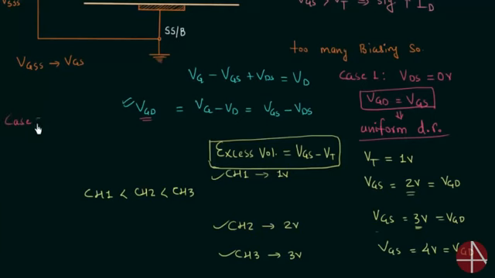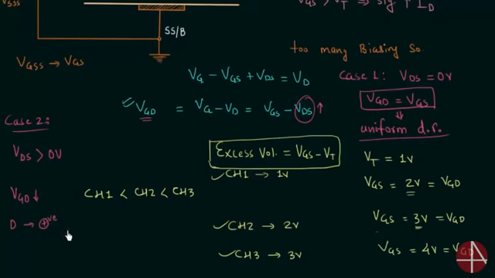In case number 2, VDS is not equal to 0 volt, but it is positive. It is greater than 0 volt. Now what will happen to the voltage VGD as compared to the case 1? VGD will now reduce because VDS is increasing. So VGD will definitely reduce, and this implies drain is becoming more positive than the gate.